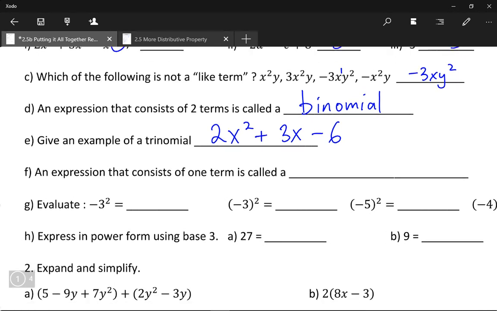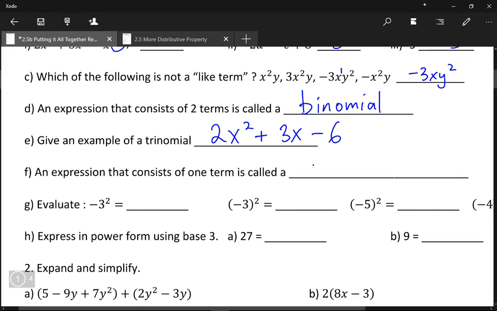F, an expression that consists of 1 term is called a monomial. 1 term, mono, 1.